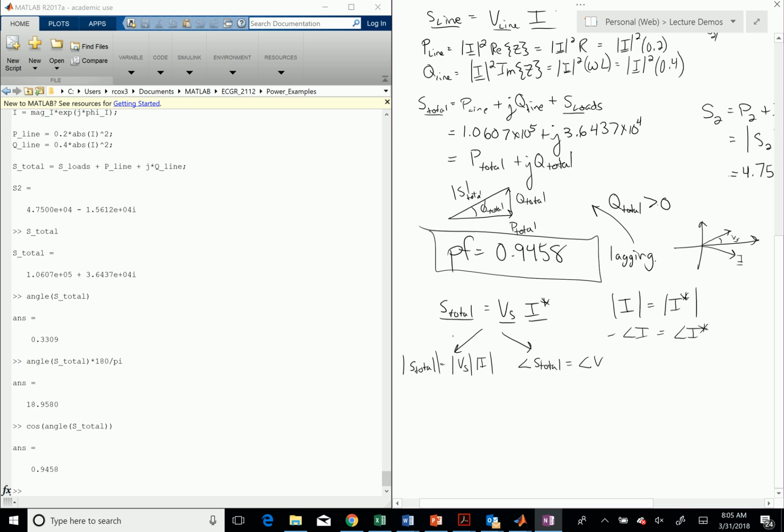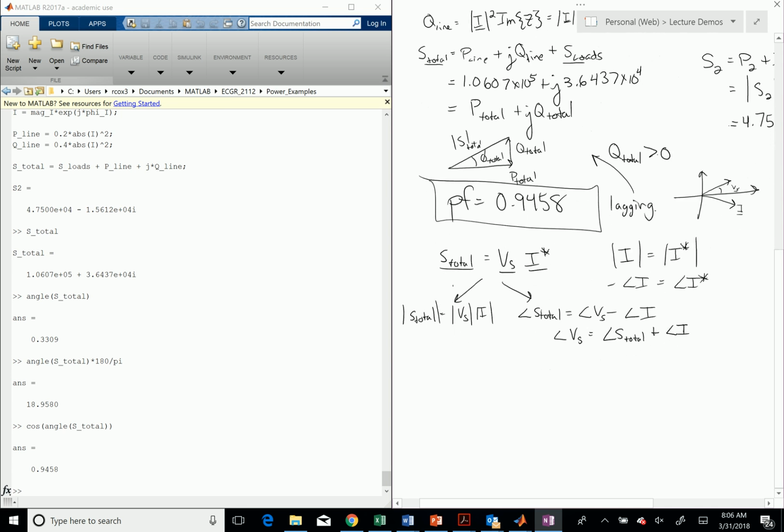equals the angle of V minus the angle of I, meaning the angle of V, I guess I should say Vs, equals the angle of S total plus the angle of I. Right? At this point, I already know the magnitude and the angle of S total, and I know the magnitude and the angle of I. All right, so the magnitude of I, we already know. So the magnitude of Vs is the magnitude of S total divided by the magnitude of I total.